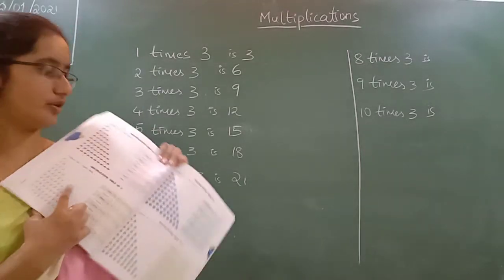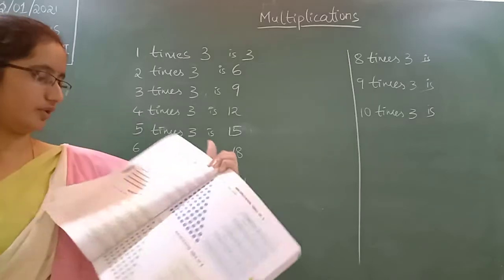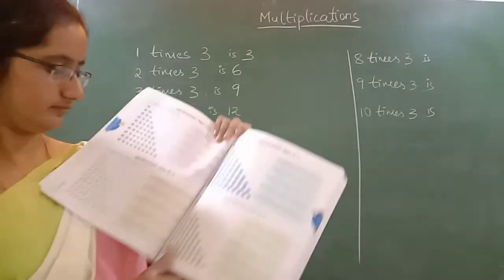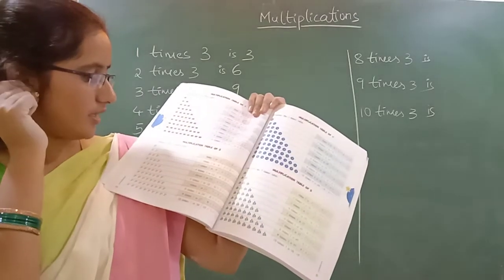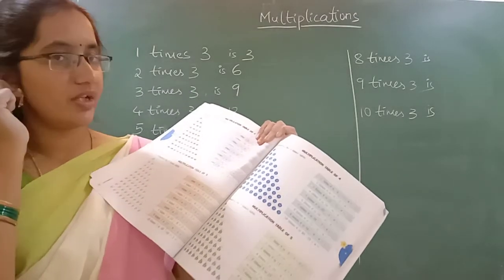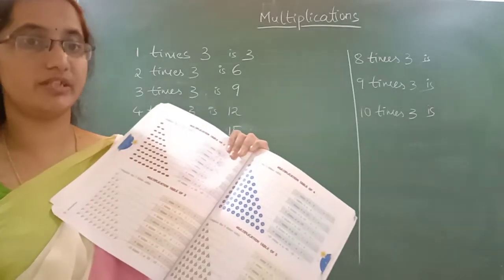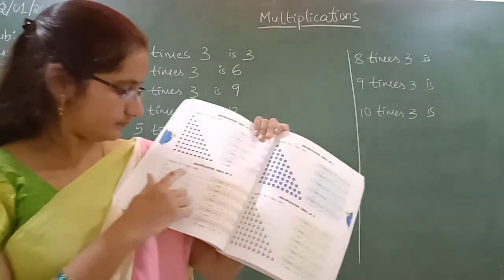Yesterday we discussed the multiplication table of 2. It is on page number 65. So complete the 3 times table. What table? 3 times table. That is the 3 table.